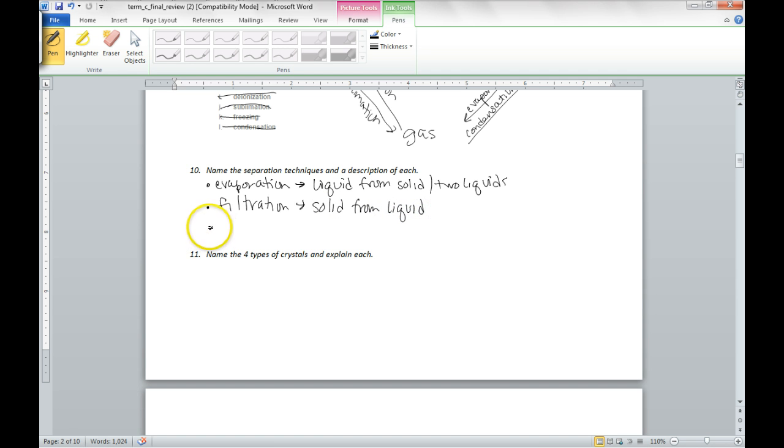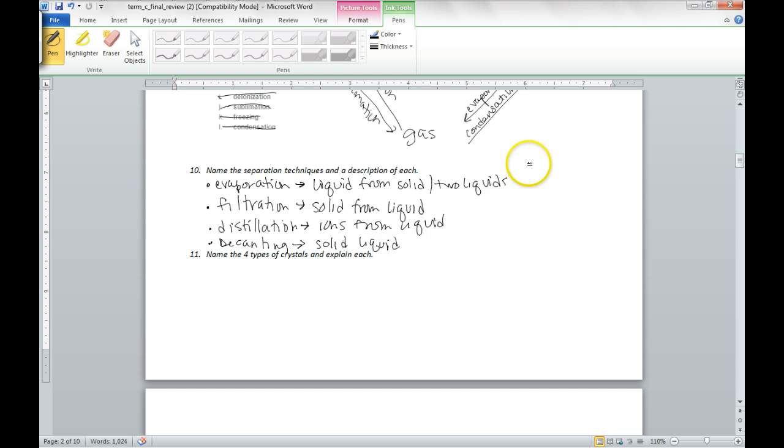Then I have distillation, and this will actually pull out ions from a liquid. So we have distilled water. Decanting, we did this in our lab, and that'll pull out a solid from a liquid as well.